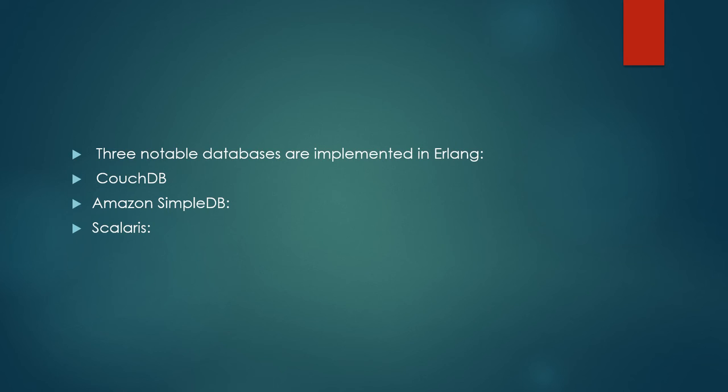Unlike traditional databases, the databases implemented in Erlang can store data which is in a tree-like format, and the three most used databases which are implemented in Erlang are CouchDB, Amazon SimpleDB, and Scalaris.